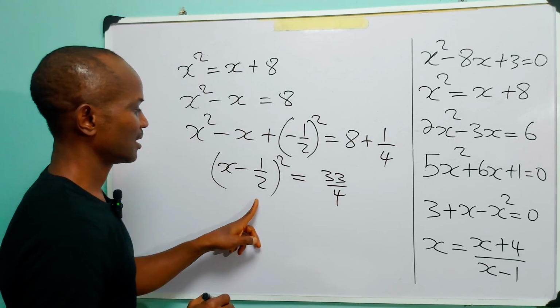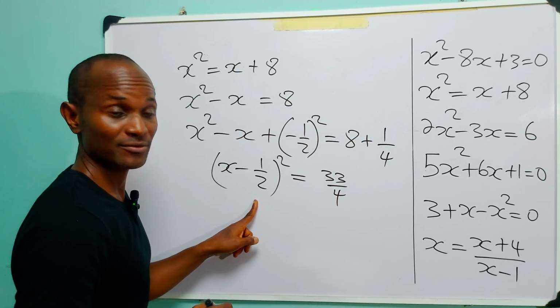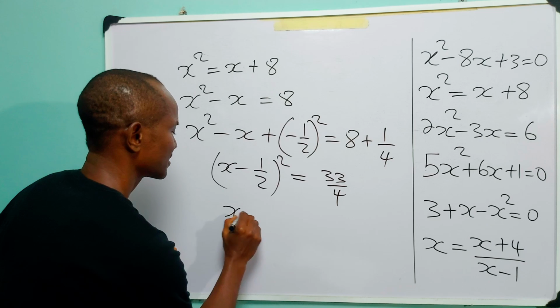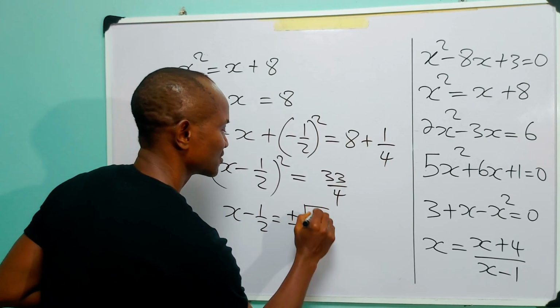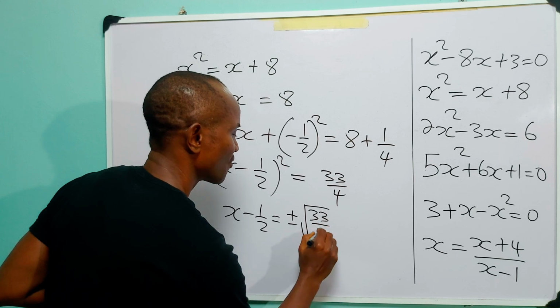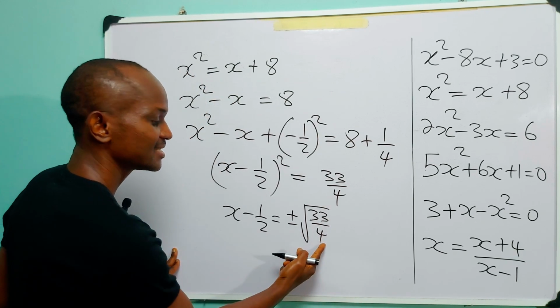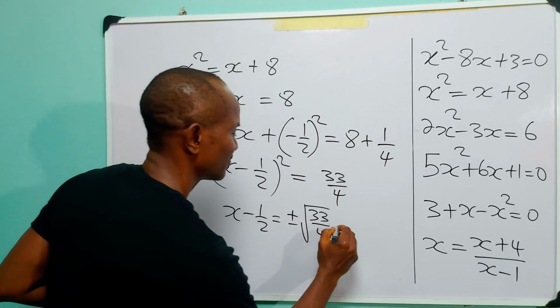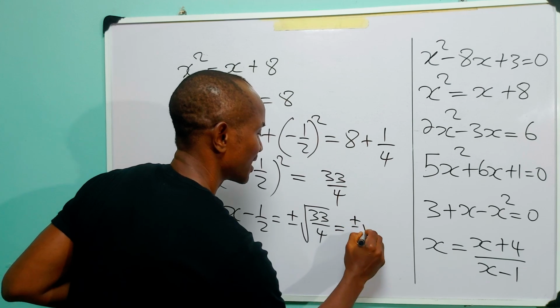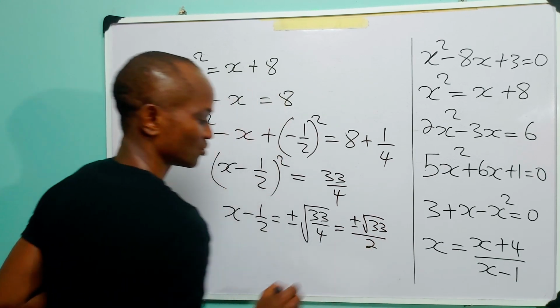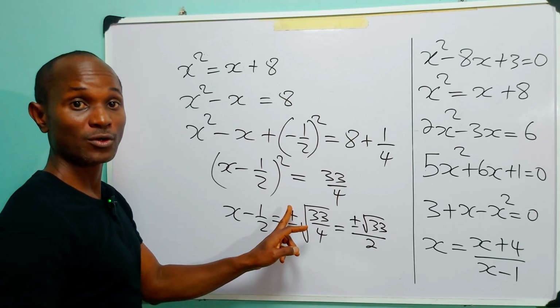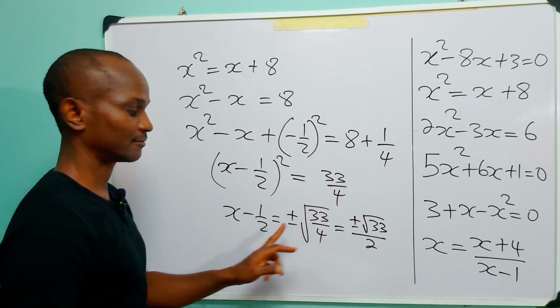The next step is to take square roots. So we have that x minus half is equal to plus or minus square root of 33 over 4. And since this is a perfect square, we have that this is equal to plus or minus square root of 33 over 2. That is taking 4 out of the square root sign.